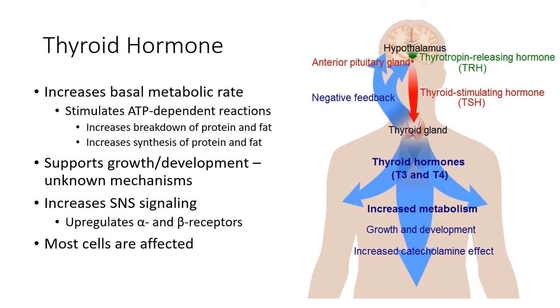Another thing that thyroid hormone does is support signaling in the sympathetic nervous system by increasing the number of alpha and beta receptors that are expressed on target cells. So if a target cell has a lot of alpha receptors or beta receptors, it's going to respond very strongly when the sympathetic nervous system is active. If it has few of those receptors, it's not going to be able to respond as much. And as you might imagine, essentially every cell in the body is affected by thyroid hormone.